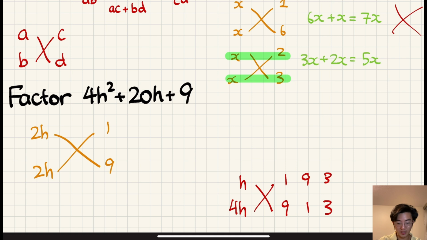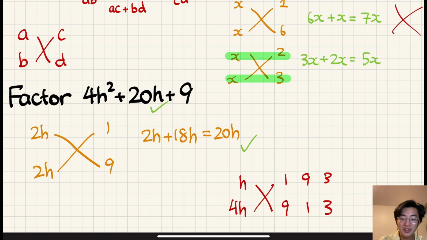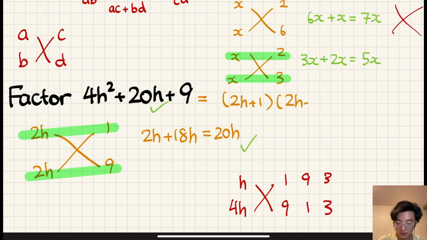So once again, we'll start with a 1 and a 9 here. Right here, 2h times 1, we get 2h. And then 2h times 9, we get, oh, would you look at that? We get 18h. When we add it up, we get 20h. Ooh, okay, there it is. This 20h matches the first term, which means that our answer, we'll write it horizontally, is 2h plus 1 times 2h plus 9.